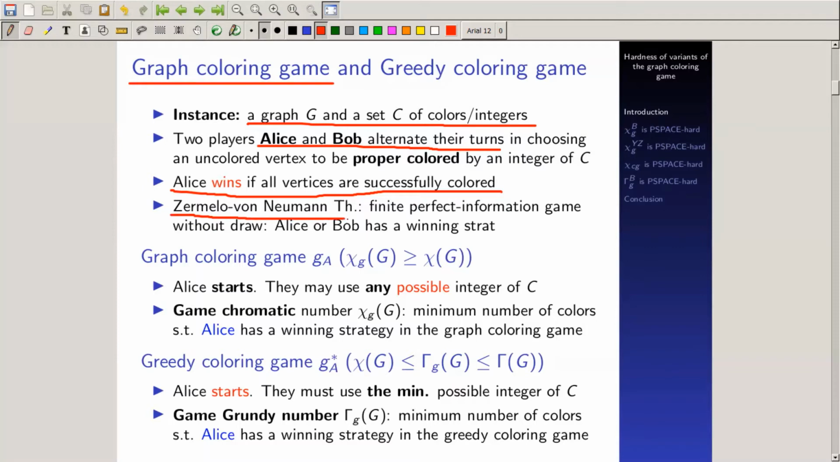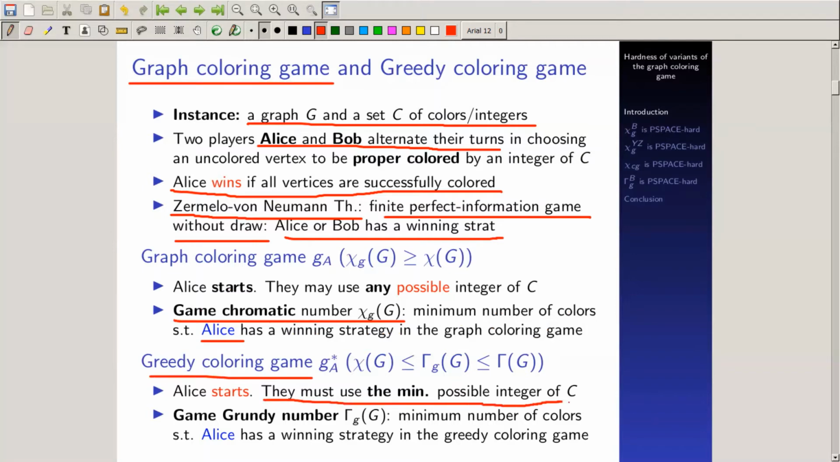From the Zermelo-von Neumann theorem, this is a finite perfect information game without draw, so Alice or Bob has a winning strategy. Then the game chromatic number is defined as the minimum number of colors such that Alice has a winning strategy in the graph coloring game. In the greedy coloring game, the coloring must be greedy. They must use the minimum possible integer of C. So the game Grundy number of G is the minimum number of colors such that Alice has a winning strategy in the greedy coloring game.